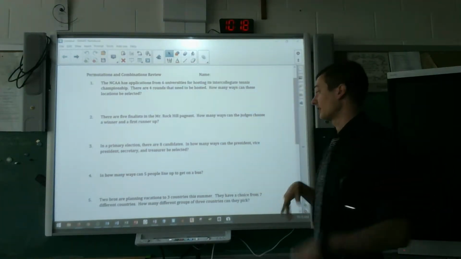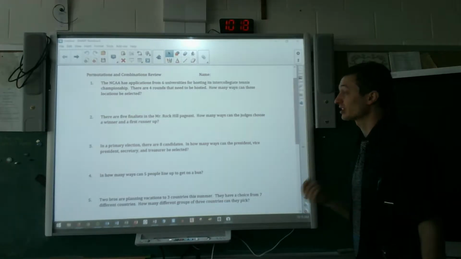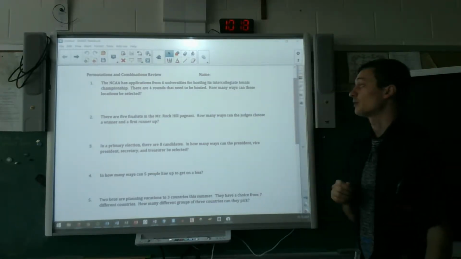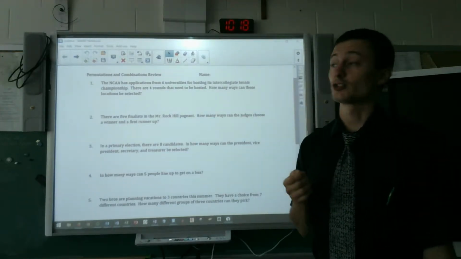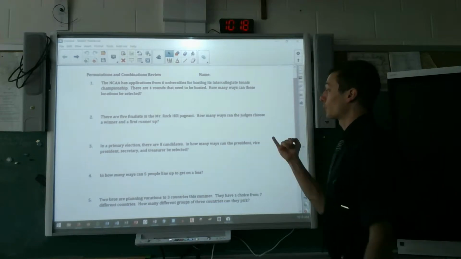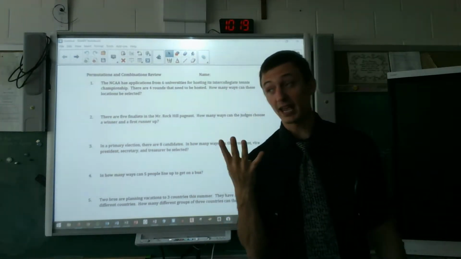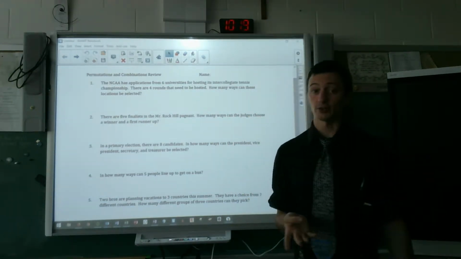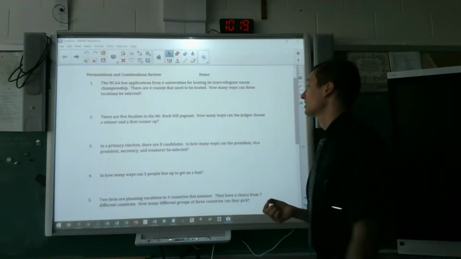So the first question is the NCAA has applications from 6 universities for hosting its intercollegiate tennis championship. There are 4 rounds that need to be hosted. How many ways can these locations be selected? So the 4 rounds, there's definitely going to be a first round, second round, third round, and fourth round. Can you interchange the first and fourth round? So the question is, does order matter? In this case, absolutely. Order would absolutely matter in this case.